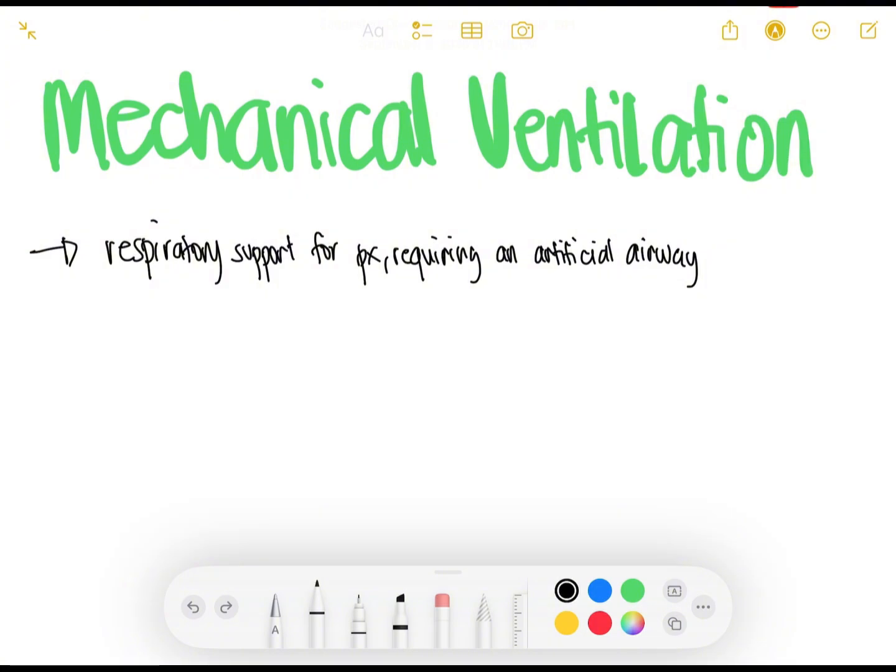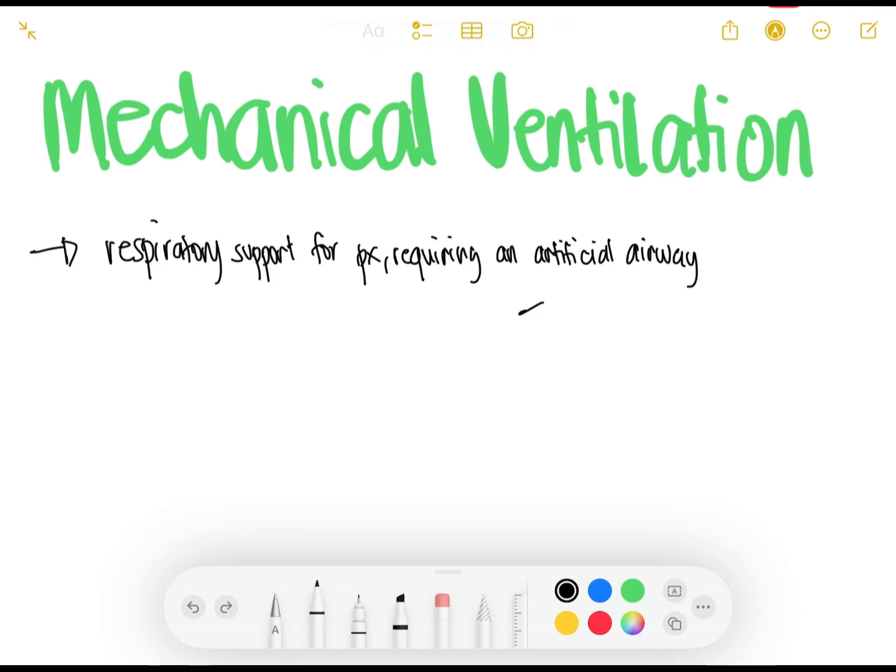So what is mechanical ventilation? This is a respiratory support for patients requiring an artificial airway. This only supports patients in terms of oxygenation and ventilation. Ibig sabihin, this does not cure, treat, or address any respiratory problems or respiratory disorders, but it only provides support. Okay, and this requires an artificial airway.